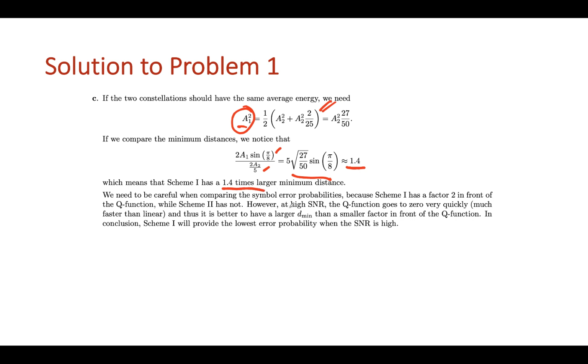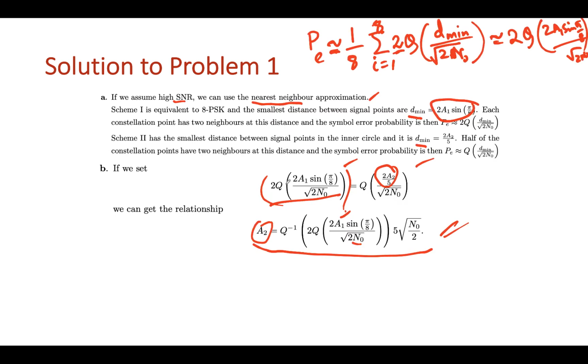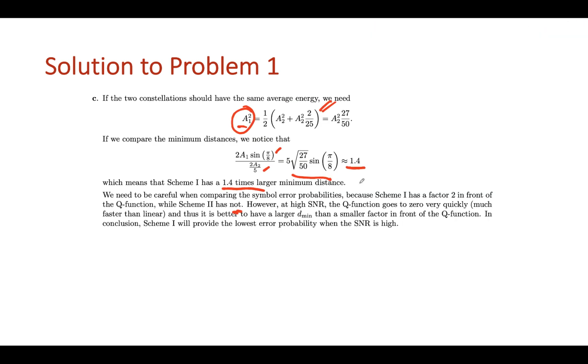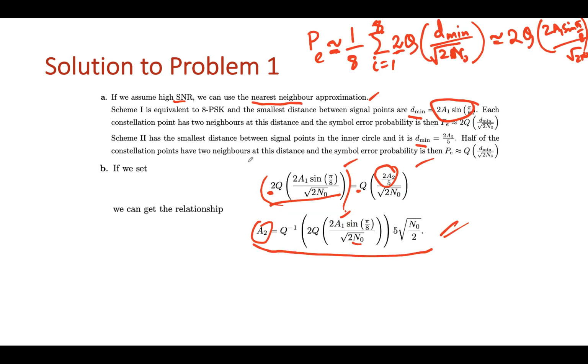So this means that scheme 1 has a factor of 2 in front of the Q function, while scheme 2 does not. Okay, that is also interesting. But at high SNR, the Q function goes to 0 very quickly, much faster than linear, and thus you just ignore the factor of 2 here.